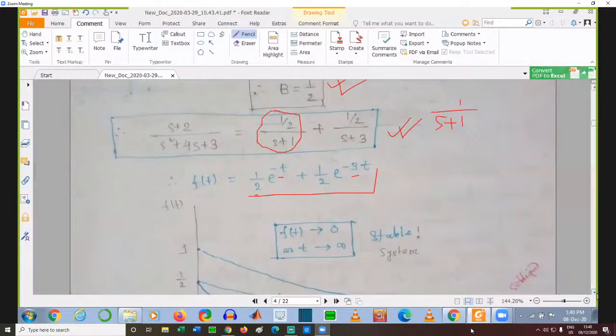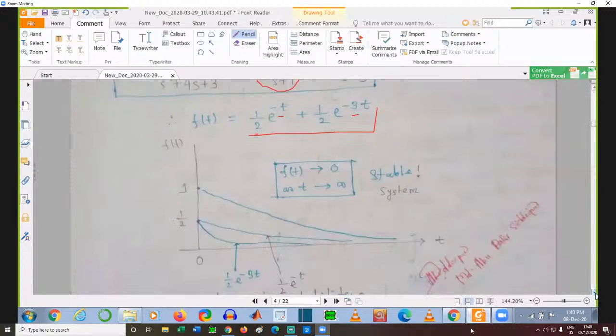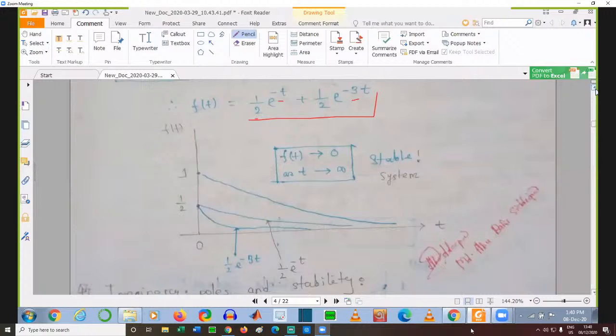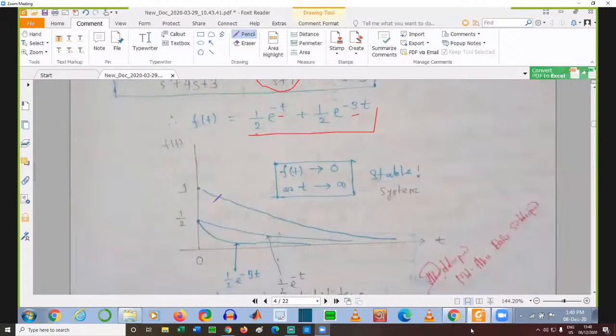Okay, so how can we get that? So you can see the plotting here. The magnitude is half, so it will start at half. It started at half, and then e to the minus t. Minus t means it will decay with time. You already know that.